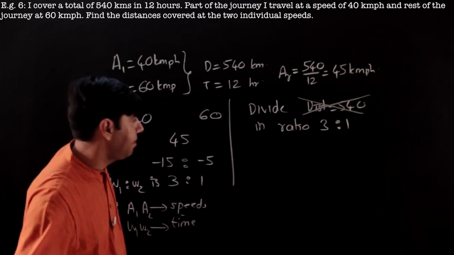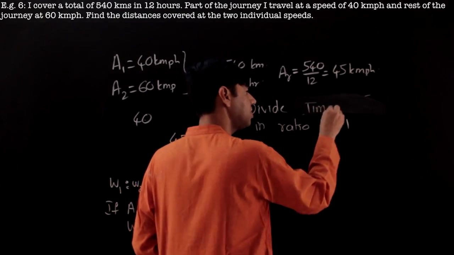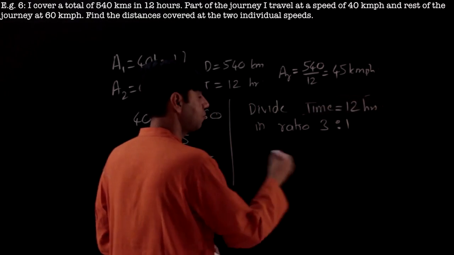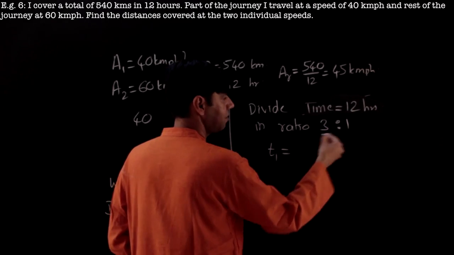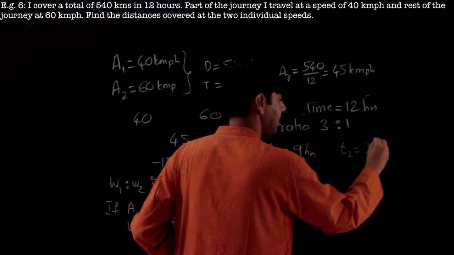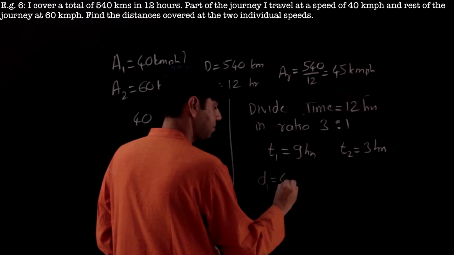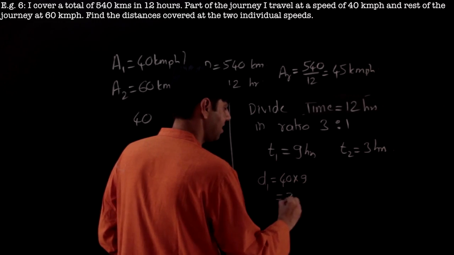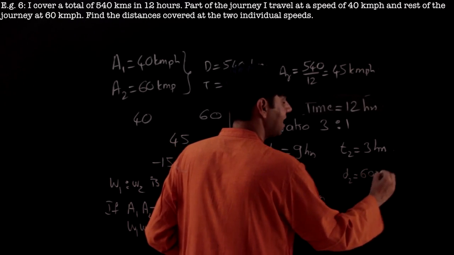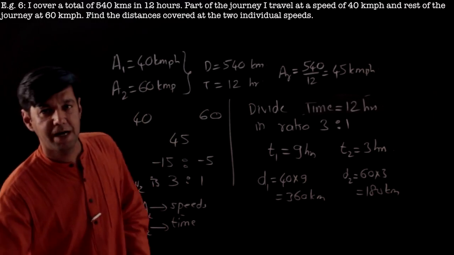So what does that mean? That means that we need to divide the time and not the distance. Though the question is about distance, let's divide the time, that is 12 hours divided in 3:1. So the first time is going to be 9 hours. Time 2 is going to be 3 hours. And if I know time and speed, I can easily find distance covered: speed of 40 into 9 hours, that is 360 kilometers. The distance covered in the second part, speed is 60, hours is 3 hours, so that is 180 kilometers. You could add it up and see that the total becomes 540.